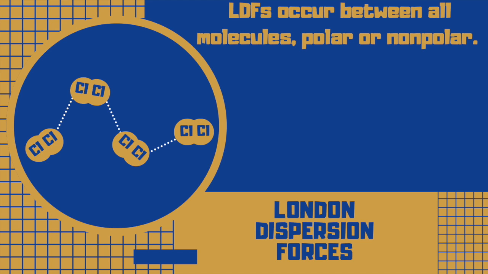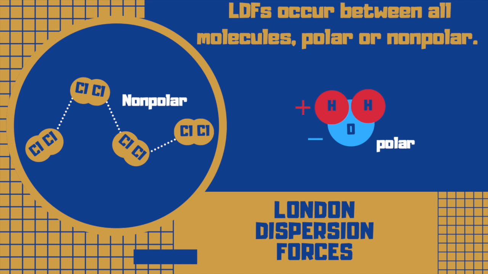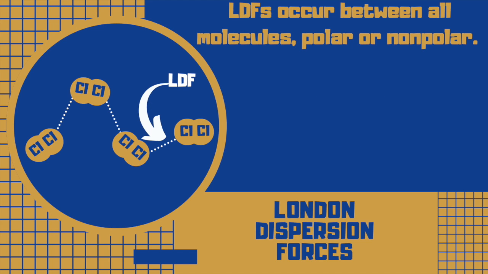LDFs occur between all molecules. Both polar and nonpolar molecules can form LDFs. Polar molecules have unevenly distributed electrons that can form other intermolecular forces beyond LDFs. One common example is H2O, or water, which forms hydrogen bonds. Nonpolar molecules have an even distribution of electrons or have a symmetrical Lewis diagram. Examples of nonpolar molecules include carbon dioxide and chlorine.